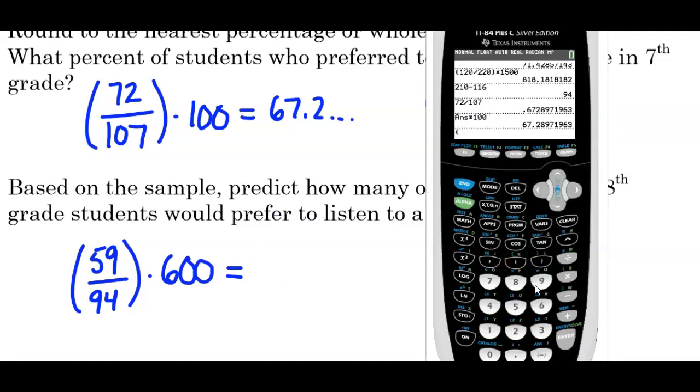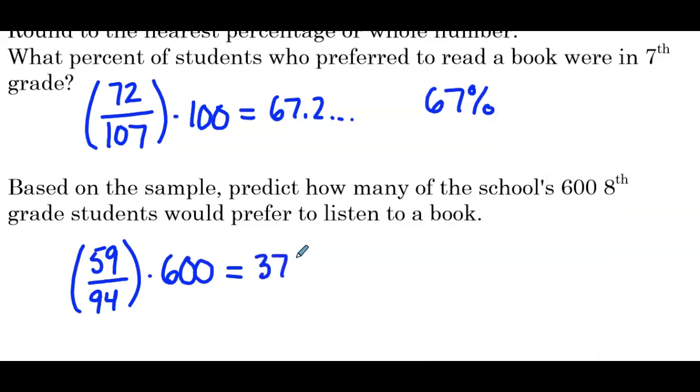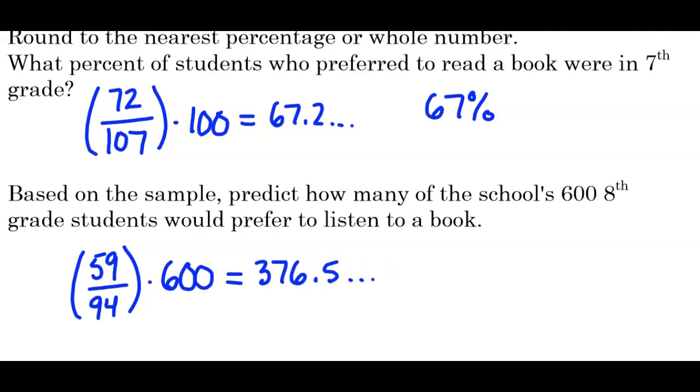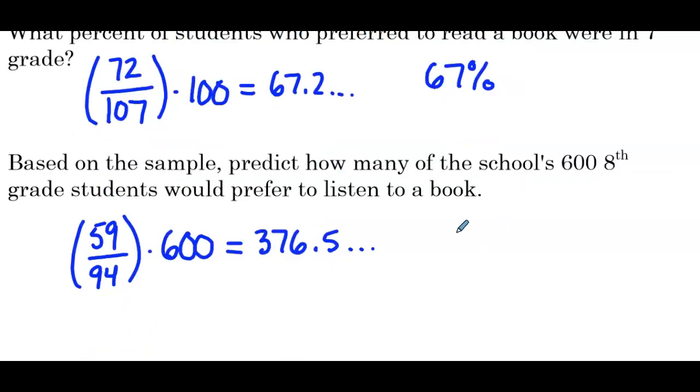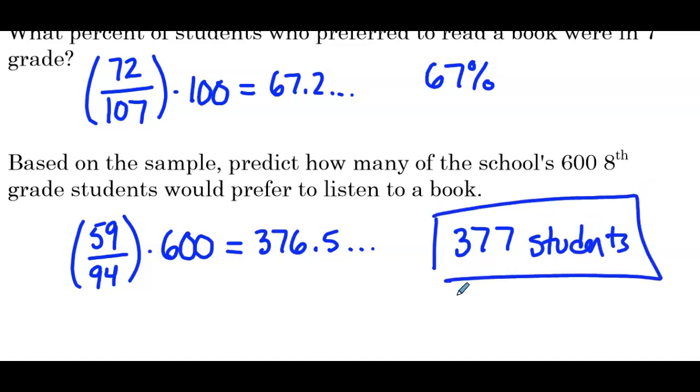Okay, so parentheses 59 divided by 94 times 600. And we can hit enter. So we have 376.5. Now in this case, they told us to round. Okay, so we don't have to even think. It says round to the nearest percentage or whole number. So if that's the case, well then we're going to round that up, and there's going to be 377 students that we can predict that would prefer to listen to a book that are in the 8th grade.